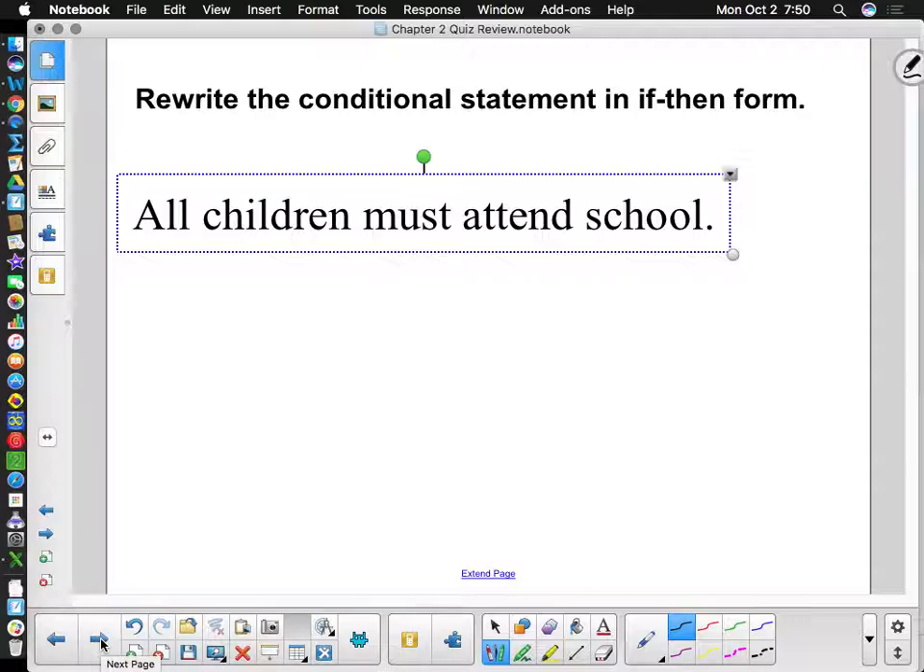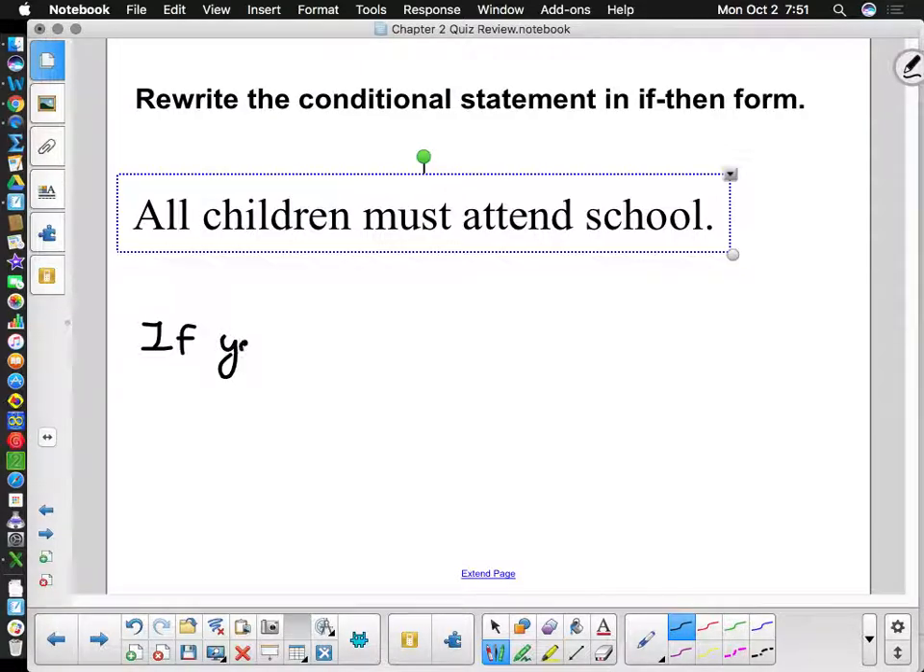All right. Rewrite a conditional in if-then form. So writing a conditional statement. Now, again, the instructions are pretty obvious here. If you read the instructions, it's pretty clear what you need to do. Write it in if-then form. So what's the first word that should be written down here? If, and then there should be a then coming at some point, right? If what?